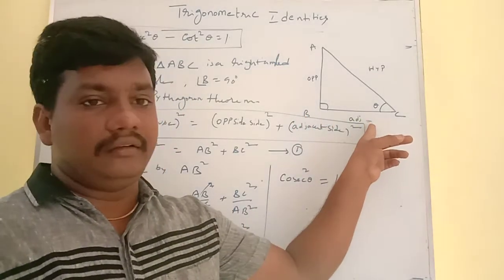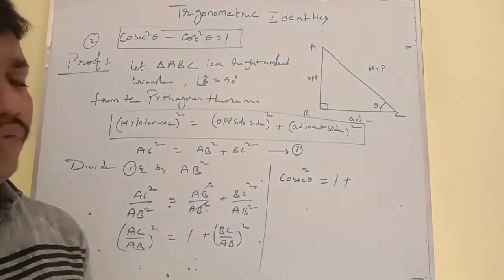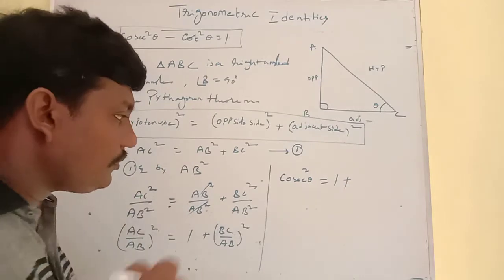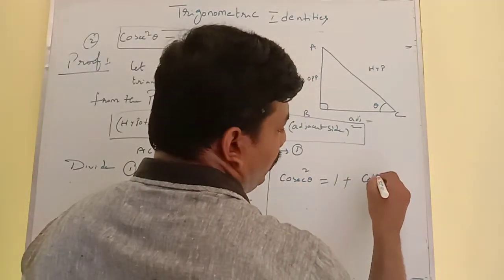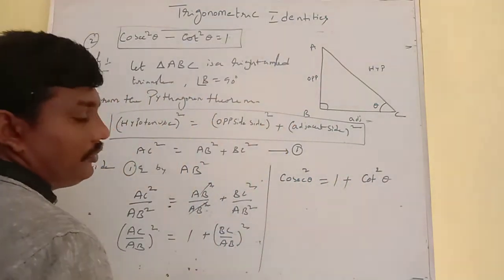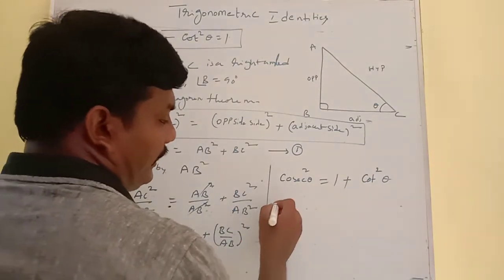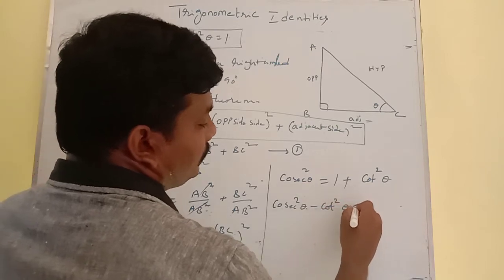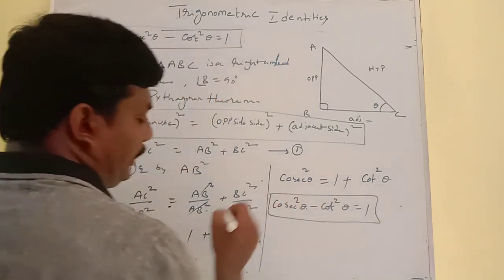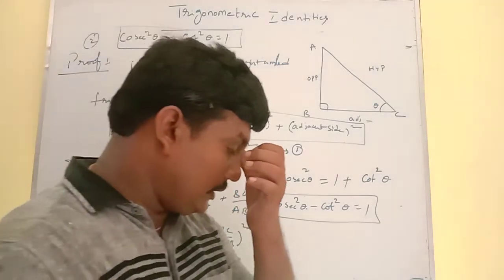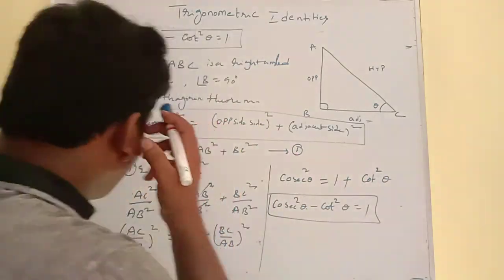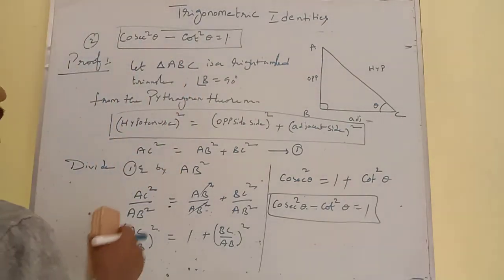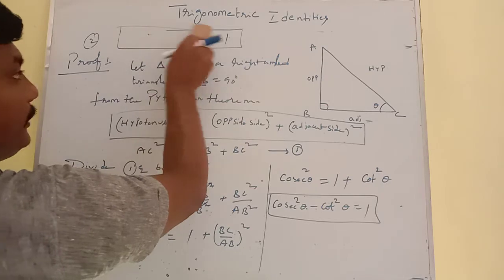BC is nothing but the adjacent and AB is nothing but the opposite. We know that opposite by adjacent is tan, and adjacent side by opposite is cot. So from this we get cot square theta. Now if you take cot square theta to the LHS, we get cosecant square theta minus cot square theta is equal to 1. This is the second trigonometric identity. Now we have to prove the third trigonometric identity. So what is the third trigonometric identity?